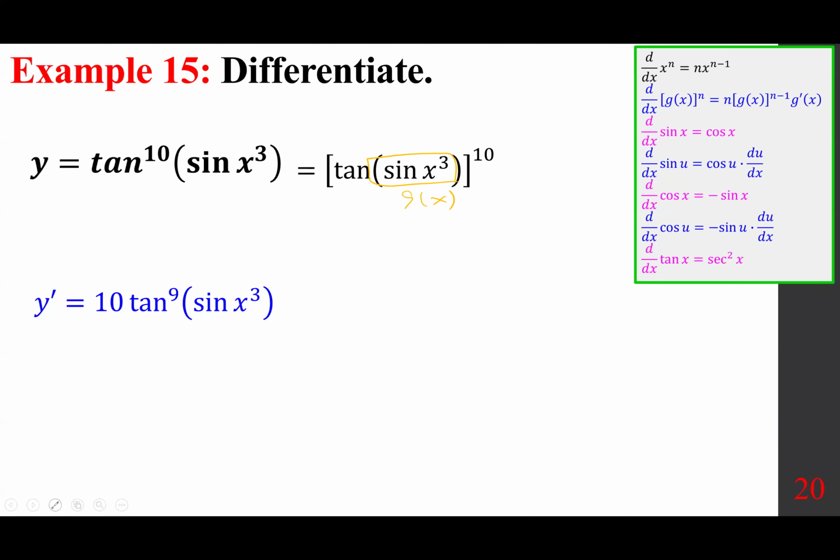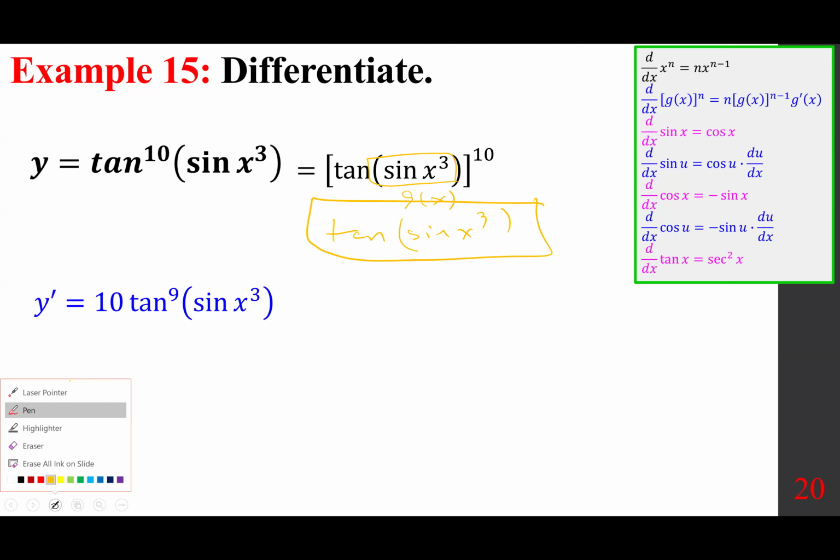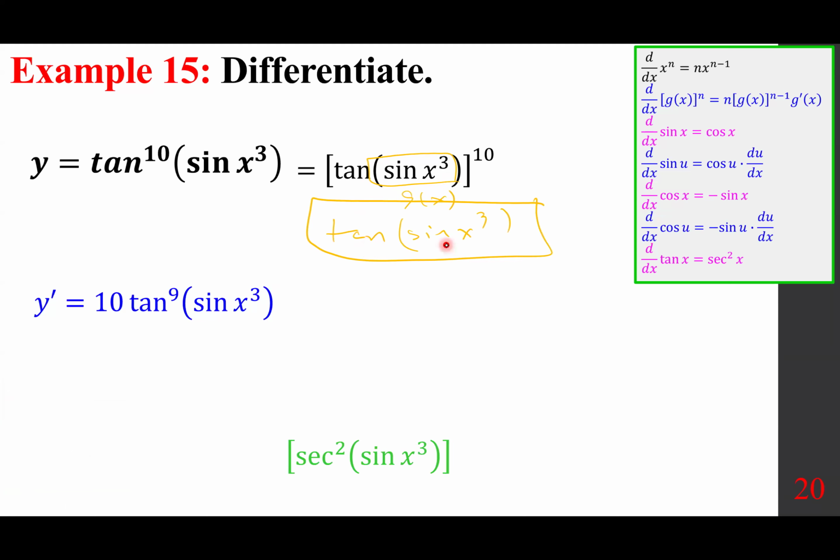So you need tan of sine of x cubed. You need the derivative of this function now. What is the derivative of, so the shell is tan. The derivative is secant squared. So secant squared of this piece. And now you need the derivative of the inside. Sine of x cubed. Derivative of sine is cosine. Cosine x cubed. And then the derivative of x cubed, 3x squared.